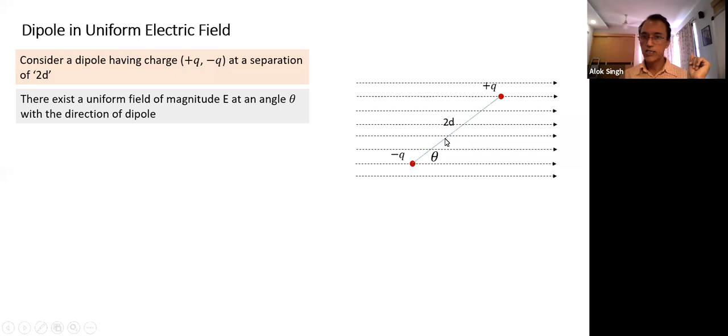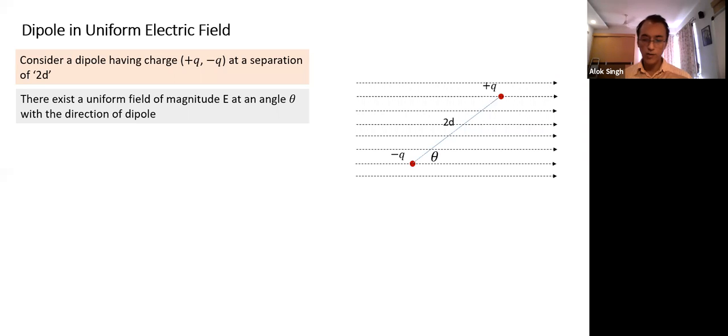And the angle theta, which direction is the dipole moment in? The dipole moment is directed from the negative charge to the positive charge, and the electric field is directed along. We can take an x-axis. The angle between them is theta. If we do so, what will happen? It's easy to figure out.